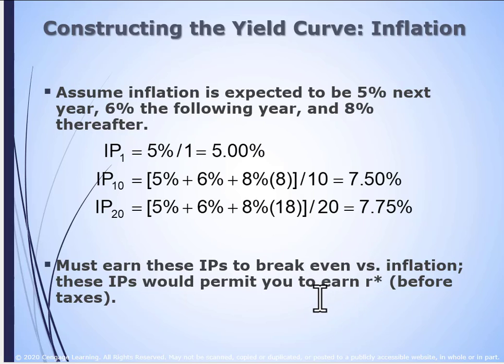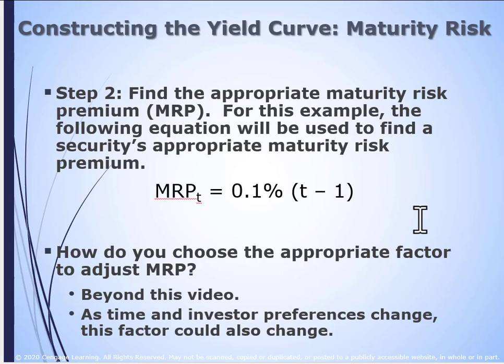Now, as far as practicality, you have to earn at least this rate of return to break even with purchasing power. So if you have a 20-year investment, just to get to inflation, to beat inflation, you need to earn 7.75%. So what can you do with maturity risk premium?